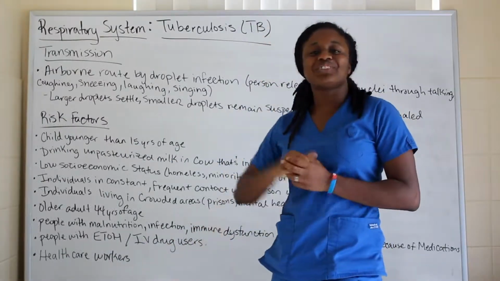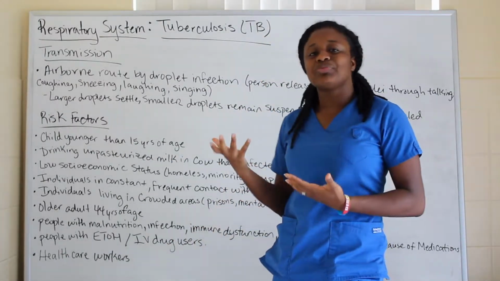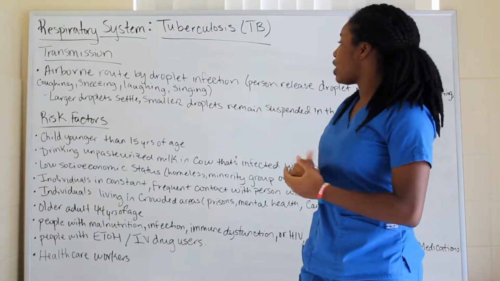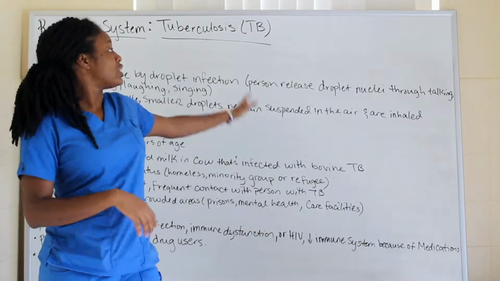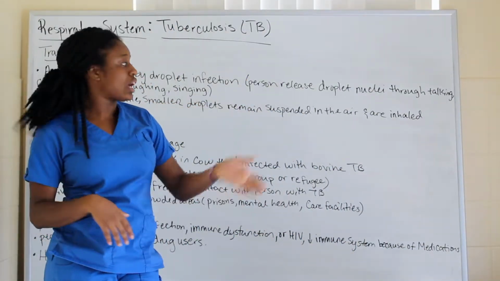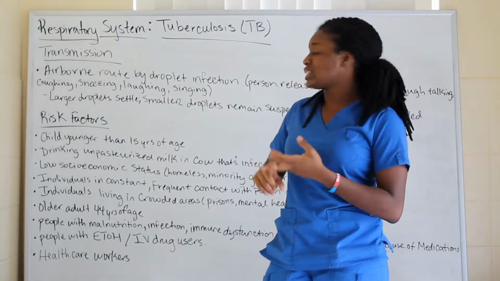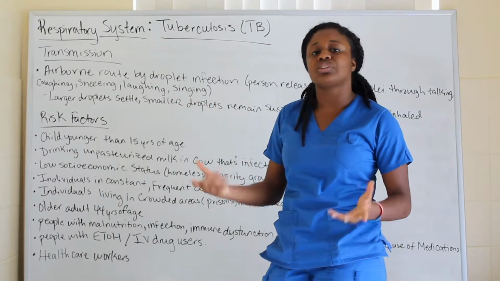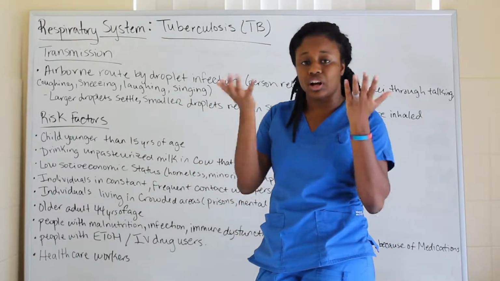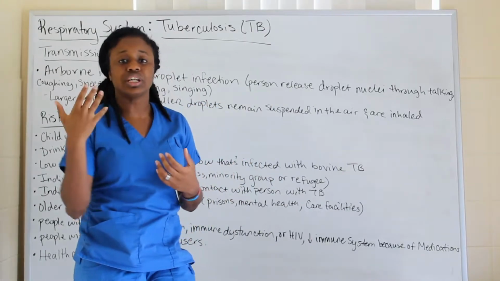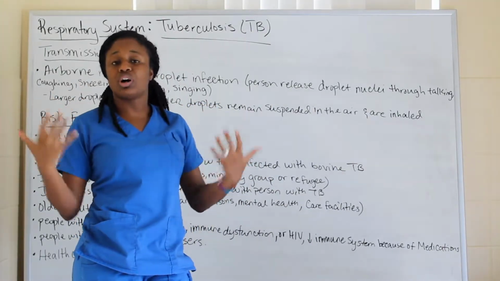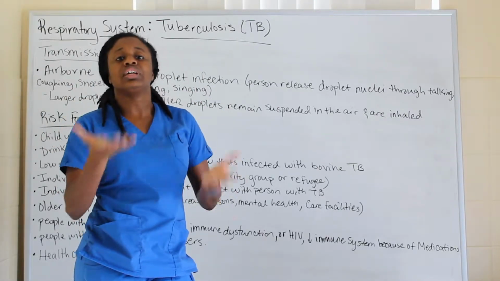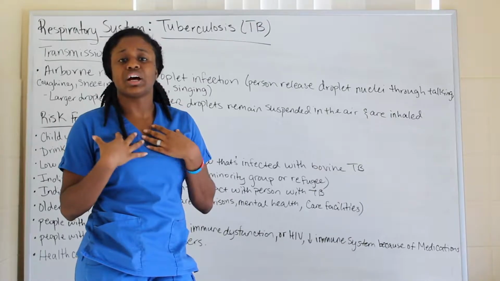Now we have the transmission of TB, and the main transmission route is going to be airborne. The airborne route is pretty much droplet infection, and it's when a person releases droplet nuclei through talking, coughing, sneezing, laughing, or singing. The larger droplets settle to the ground, whereas the smaller droplets are suspended in the air. That's what happens when a person comes into a room where someone has been long enough: those droplet particles still suspended in the air can, once inhaled, now affect you.